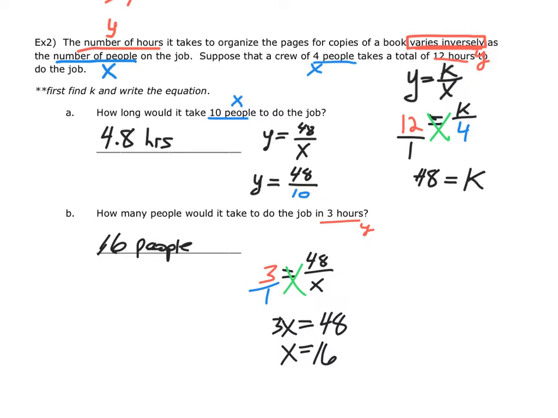Wow, that's a crazy looking number of people. Anyway, that's the number of people it's going to take to do the job in 3 hours. No decimals here. Decimals would be a little bit awkward because you don't want to chop up a person. A little psychotic. So that's it.